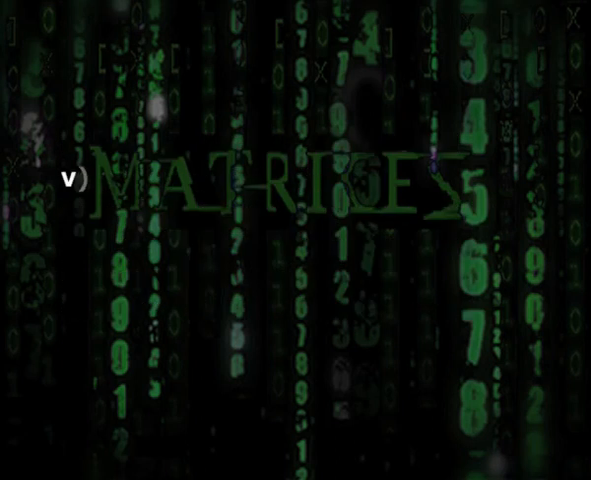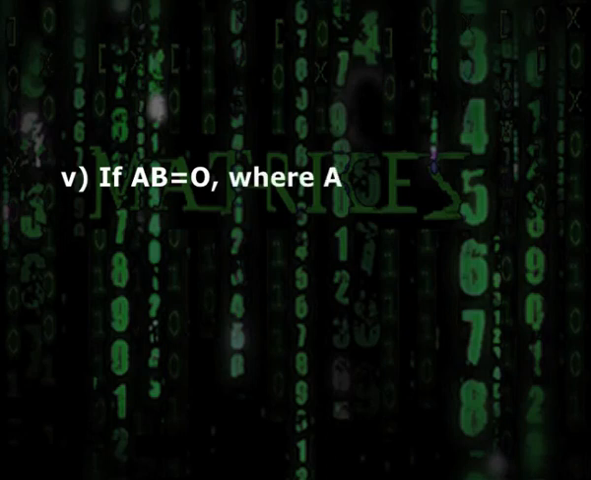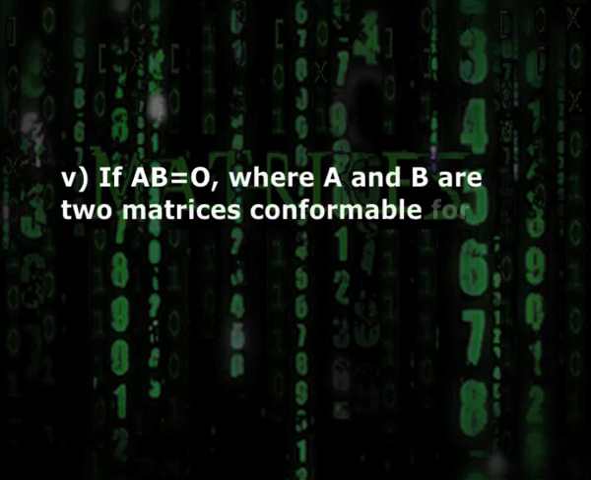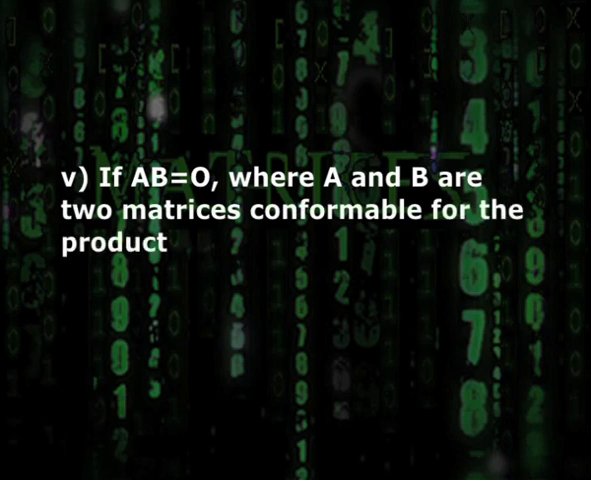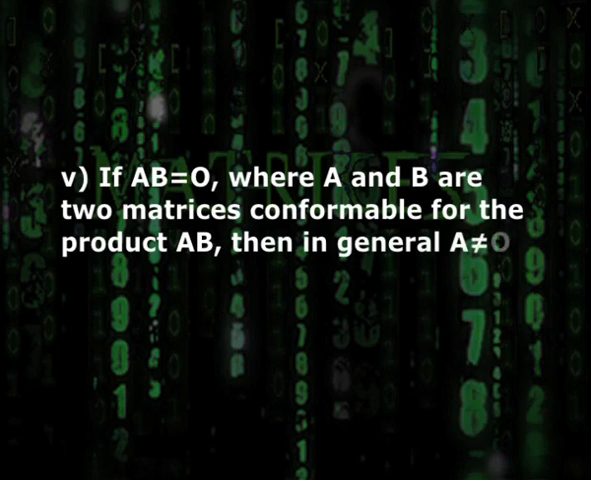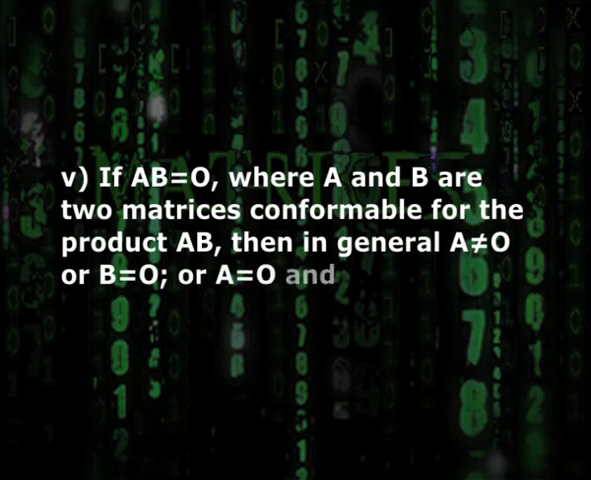Now let's see the fifth property. It says that if the product AB is equal to O, a null matrix, where A and B are two matrices conformable for the product AB, then in general it does not follow that A equals O or B equals O. It is not necessary that A is equal to O and B is not equal to O for the product AB to be equal to O.